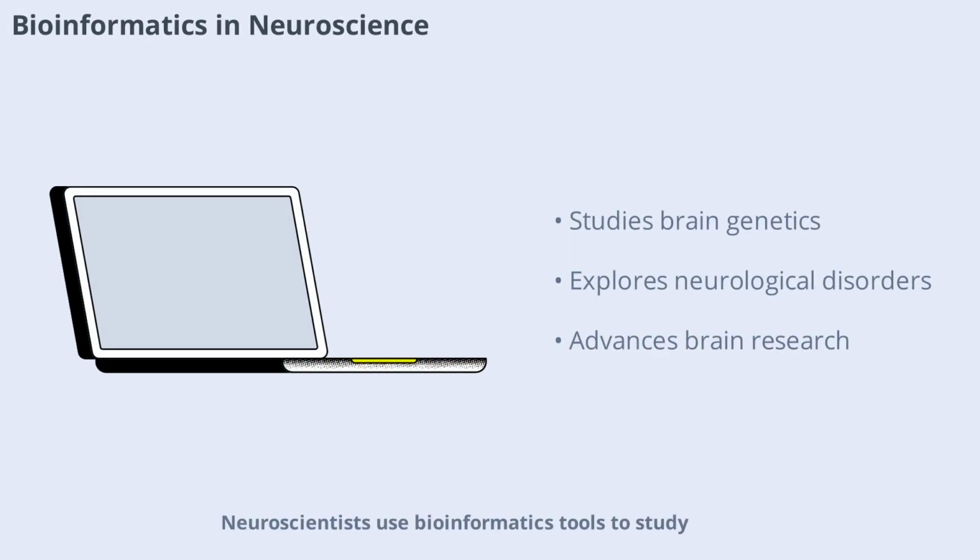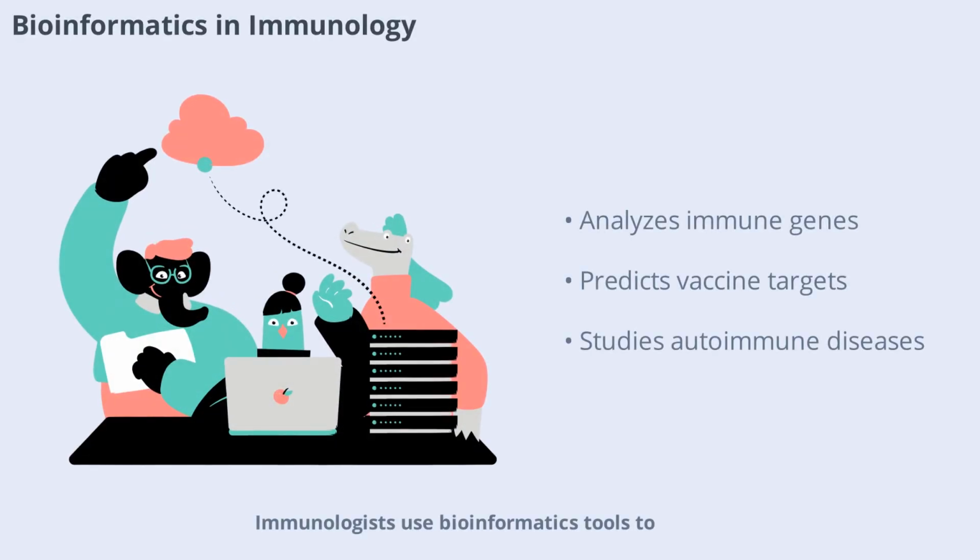Neuroscientists use bioinformatics tools to study the brain's genetic and molecular landscape. By analyzing large datasets, they can uncover the genetic basis of neurological disorders and explore how the brain develops and functions. Immunologists use bioinformatics tools to study immune system genes and responses.